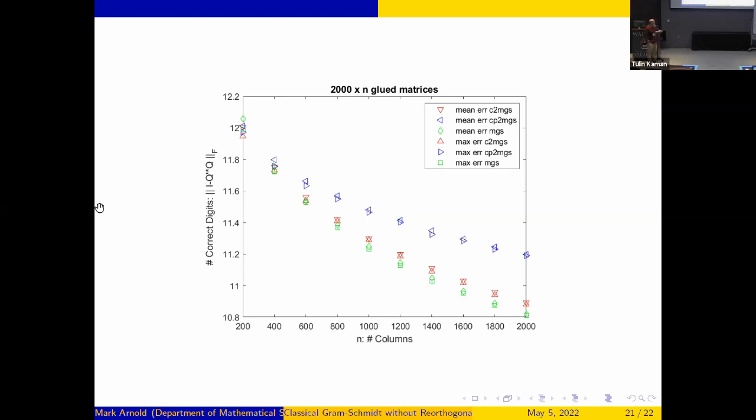I'm starting with the 2000 by 200 and going up to a square matrix. The conditioning is getting a little bit worse as you go, but this is fairly constant condition number around 10 to the 11. And again, they're about the same. This time, the algorithm where we processed all the columns of Q and then partitioned into accepted and rejected is giving slightly better accuracy than the others, but again, less than a decimal digit difference in the orthogonality error.